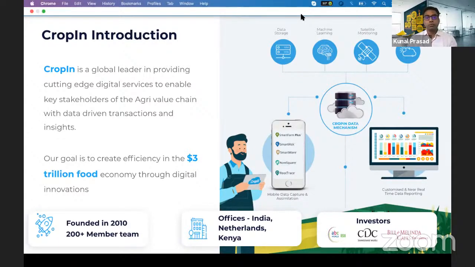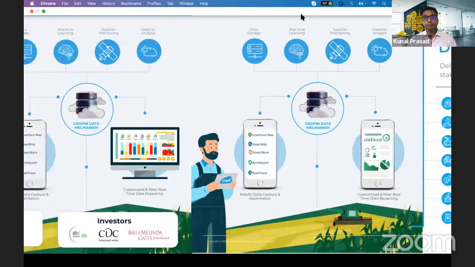Our approach is to provide a full stack solution, not just a point solution. So if you see on the right side, we have a complete SaaS based platform which helps organizations end to end, from farm management to supply chain management to market linkage platform to AI and analytics for helping them to use more of predictive and prescriptive agriculture. We are a 200 plus member team, all located in different parts of the world as well, and we are well supported by different institutions.